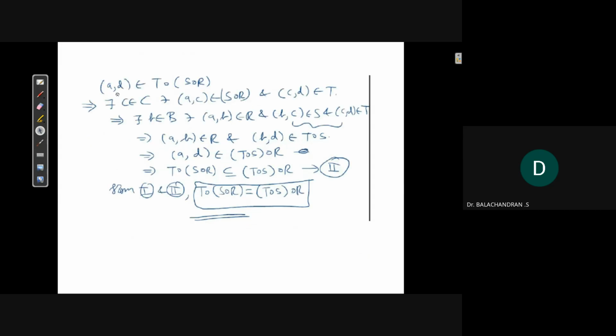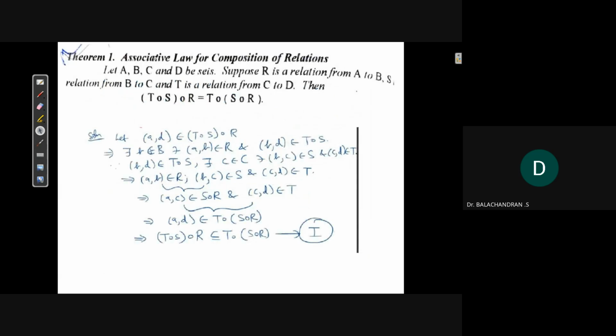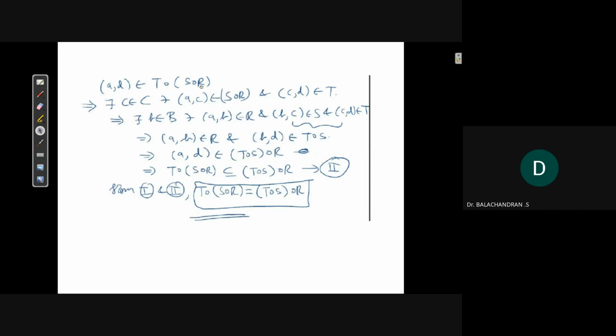So (A, D) belongs to now the right hand side. What is the right hand side? T∘(S∘R). Okay, now there exists a C in capital C, because of S∘R. There exists a small c belonging to capital C such that (A, C) is in S∘R, and then (C, D) in where? T.